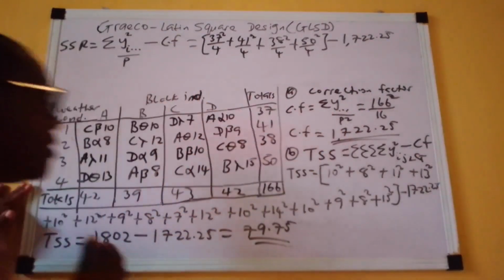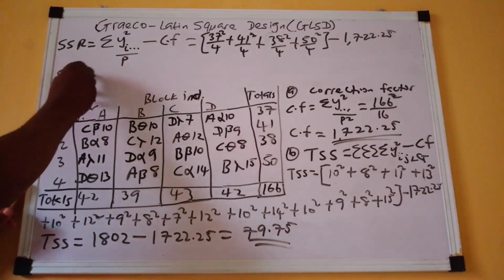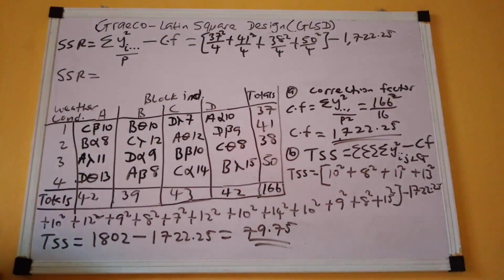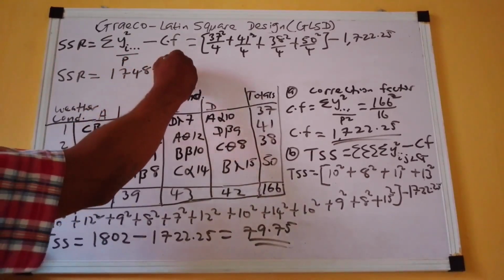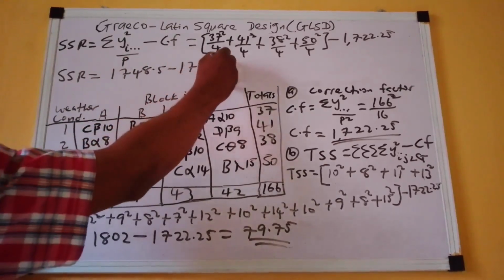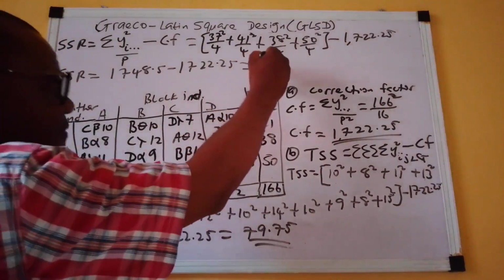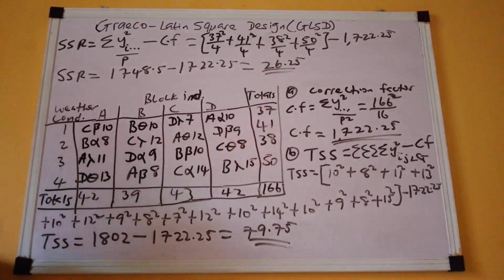1722.25. So if you now come here, our sum of square for row, sum of square for the weather condition, when you carry out this simple arithmetic, you are going to have 1748.5 minus correction factor 1722.25. Then at the end of the day, the sum of square for row is going to be 26.25. That's our SS row.